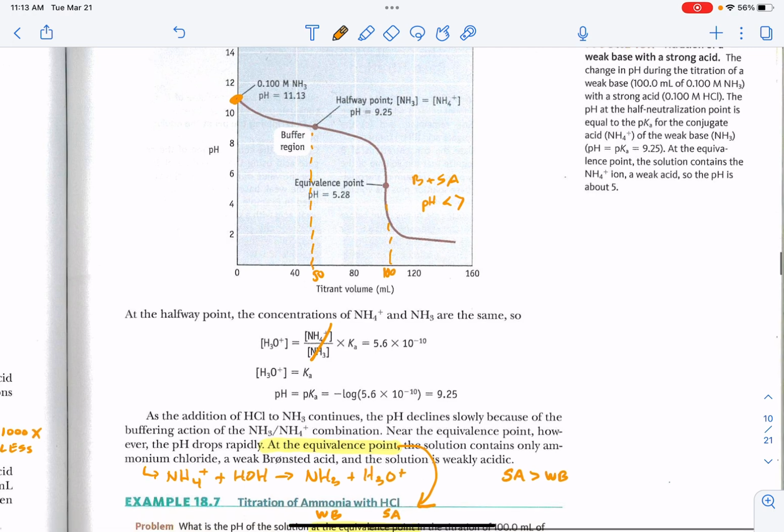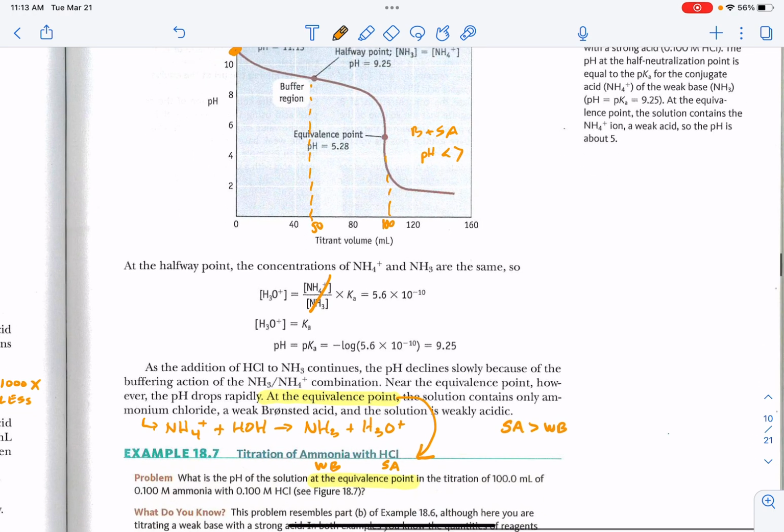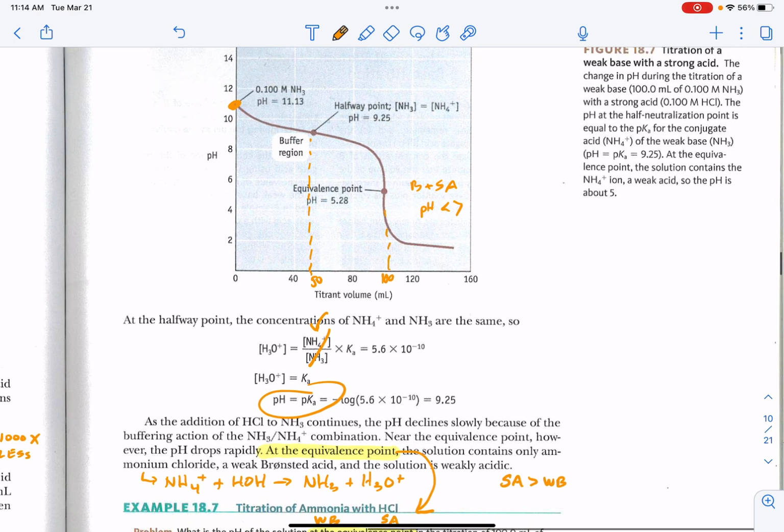And of course, at the half titration point, that means this molarity and this molarity are the same because you have reacted half of it. So this cancels out, and in the end, your pH equals the pKa. And so now, at that point, you're at 9.25. So we've gone from 11.13 to 9.25 to the equivalence point at 5.28.